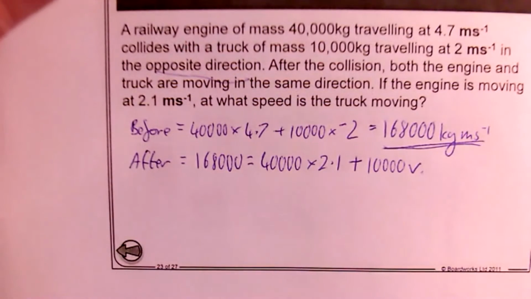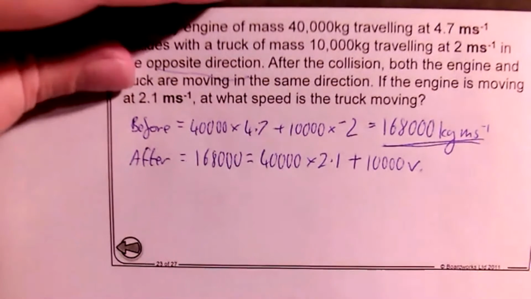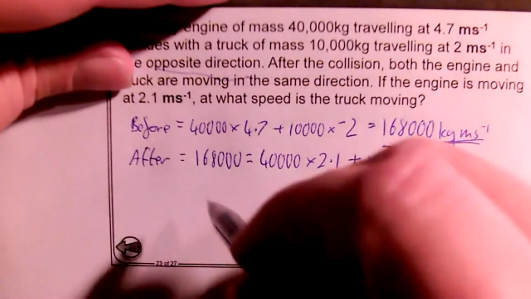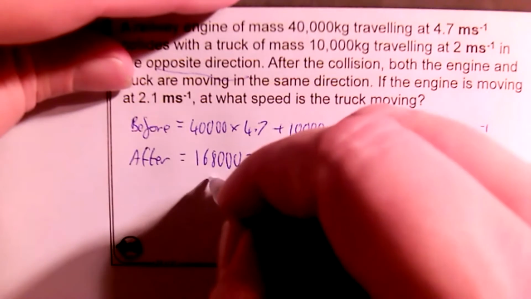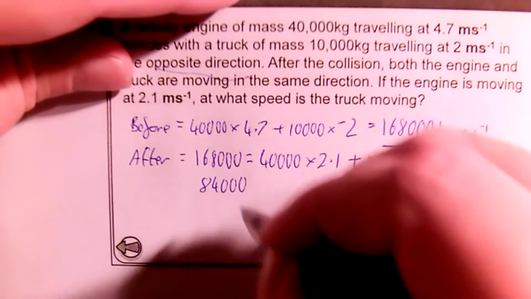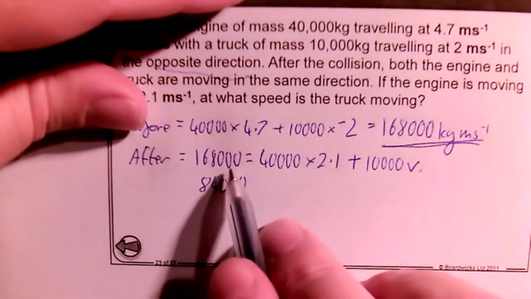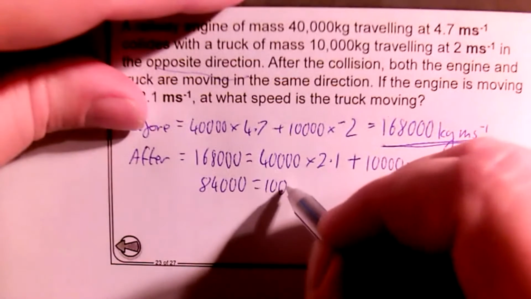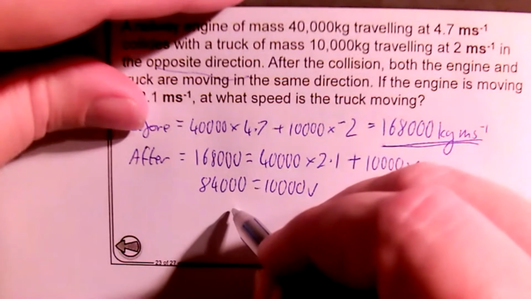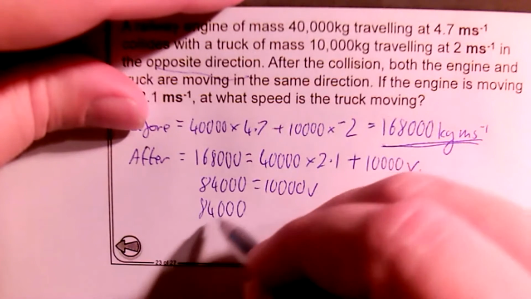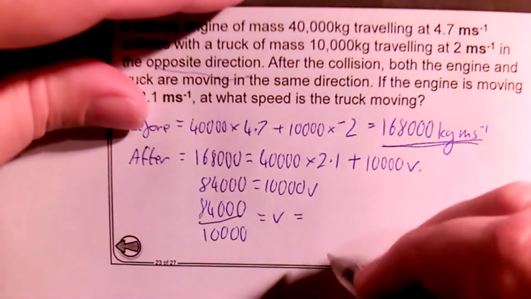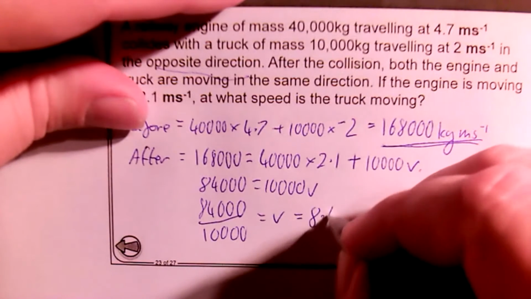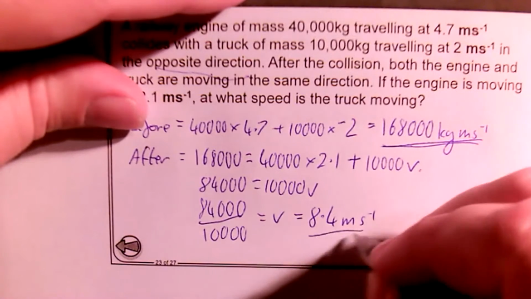So again, what is this? This is just a simple equation to solve. If we subtract that from that, we end up with, I've got to look at my notes here because I've got to cheat a little bit, 84,000. It's 84,000, that minus that, so that's going to be 10,000 v. So 84,000 divided by 10,000 is v. If we work that out, that's going to be 8.4 meters per second.